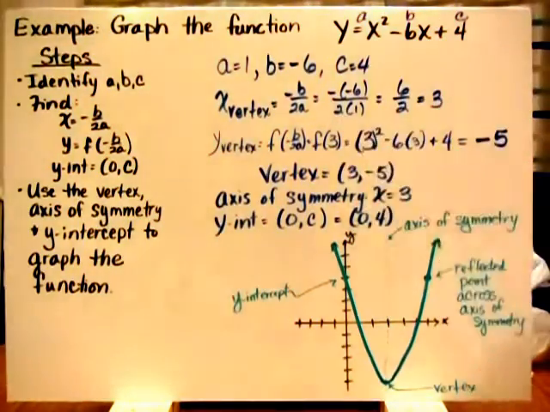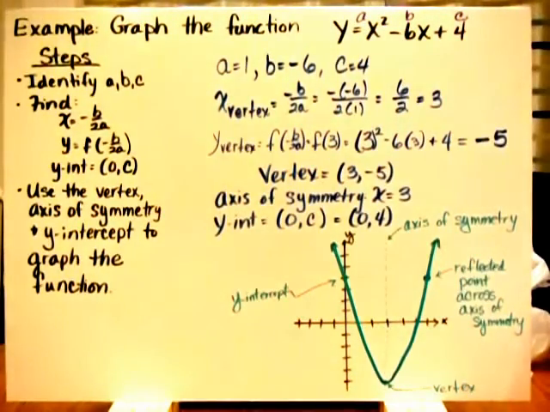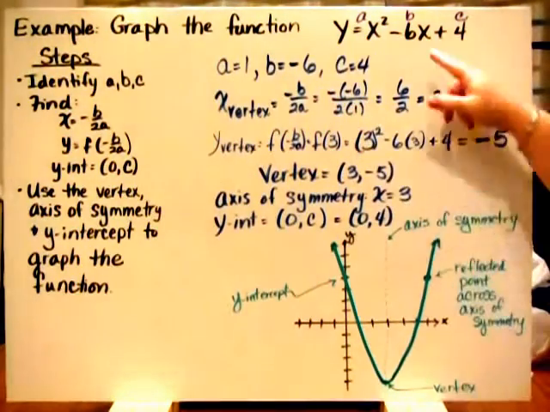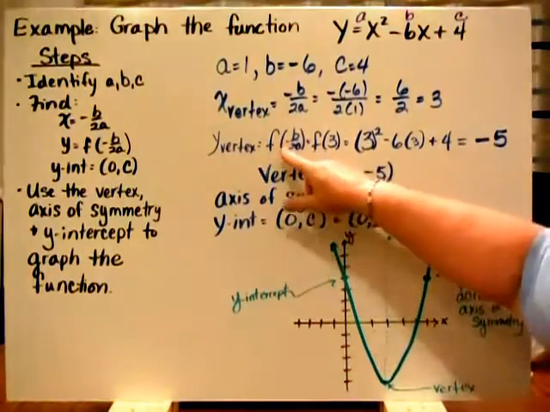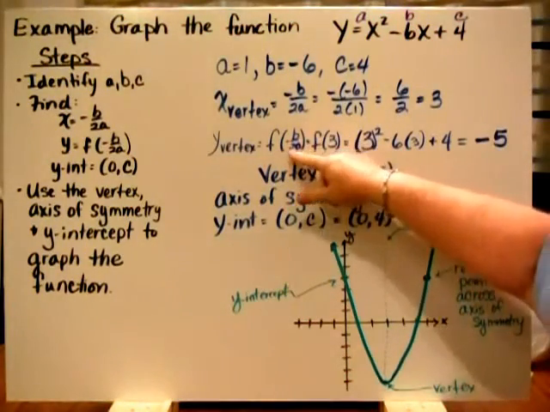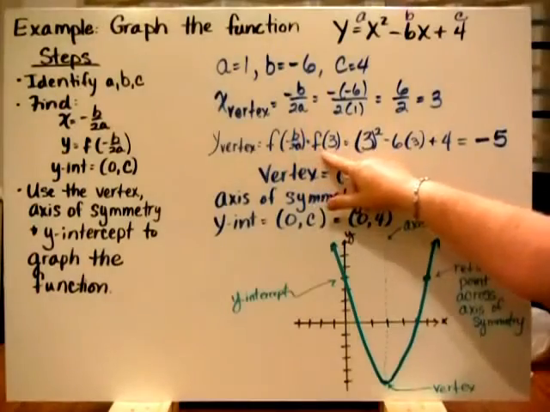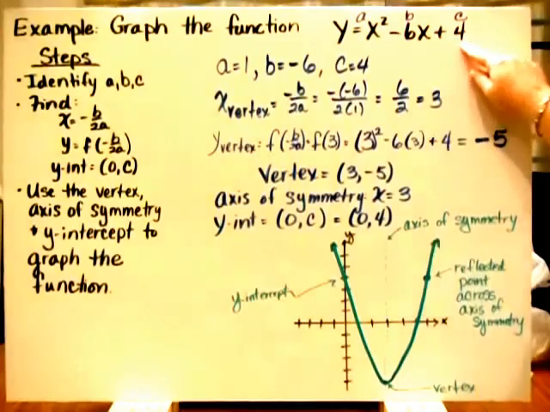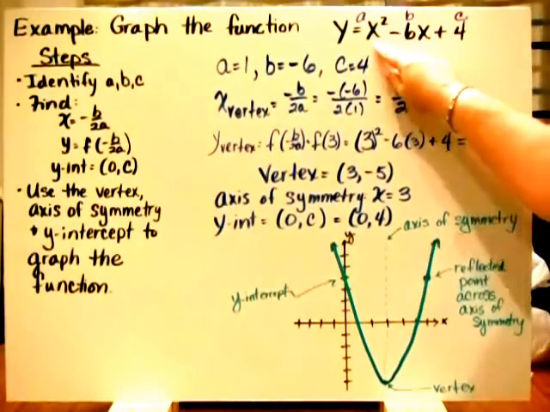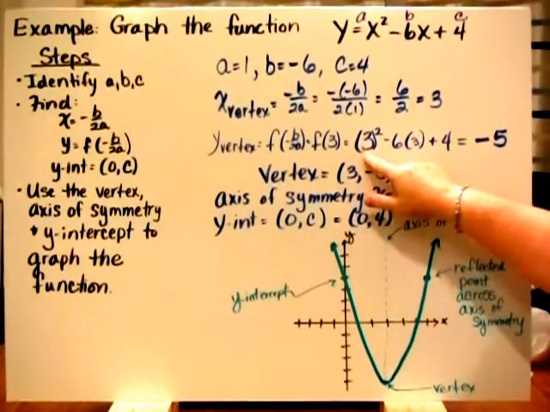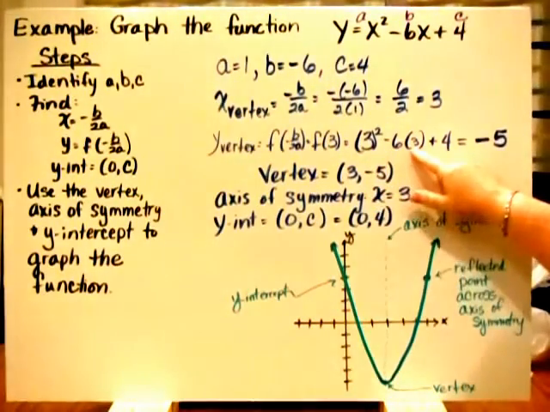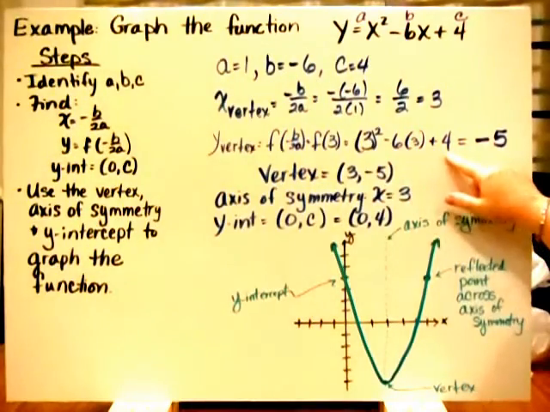So we already said what a, b, and c were. The x of the vertex is negative b over 2a, so we substitute in the opposite of negative 6 divided by 2 times 1, which gives us 3. And then the y of the vertex is f of 3, which simply means we go back to the original equation, and any place we see an x, we replace it with a 3. So we had x squared, so we replace that with 3 squared, minus 6 times x, so we replace that x with a 3, plus 4.